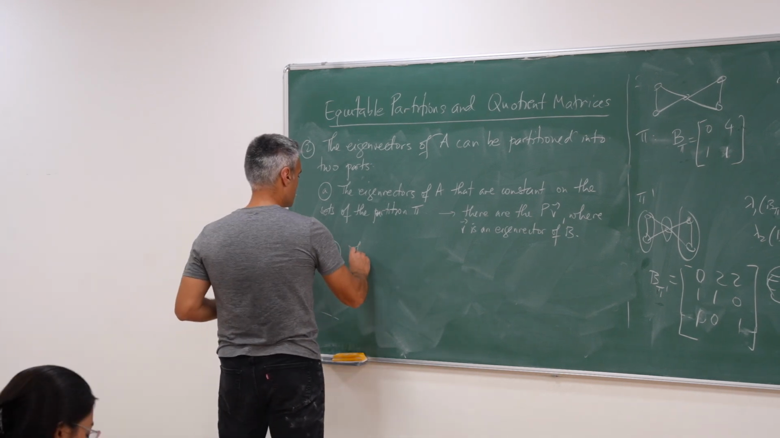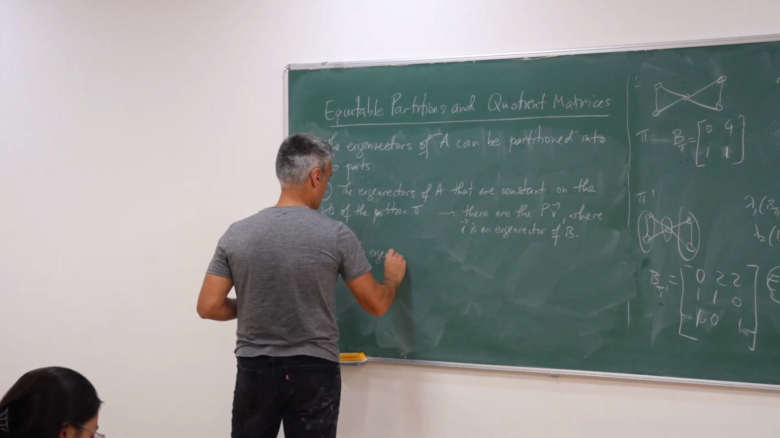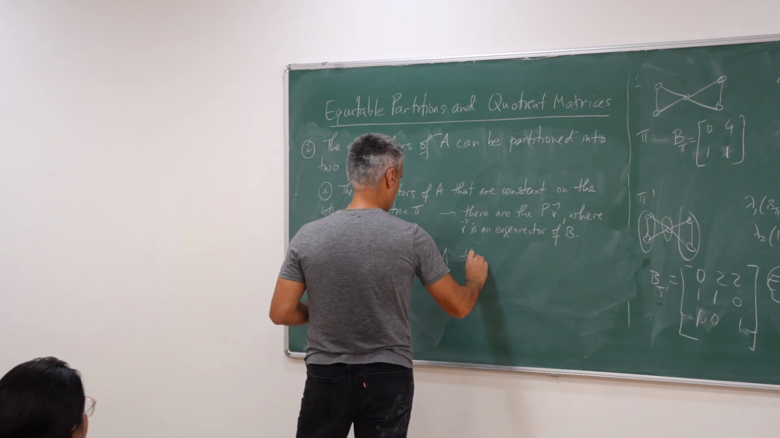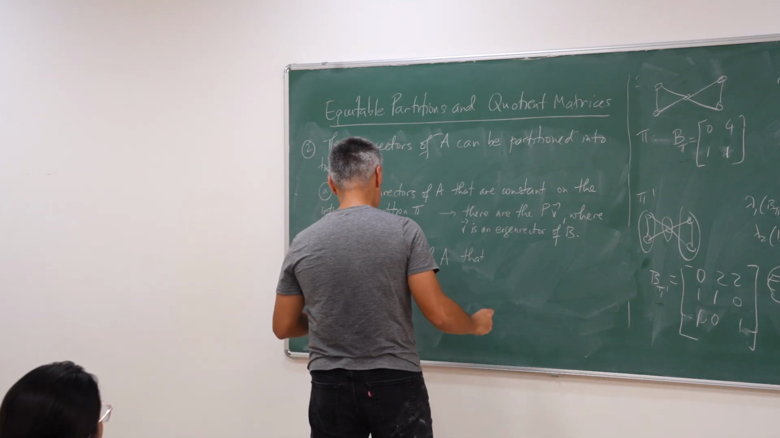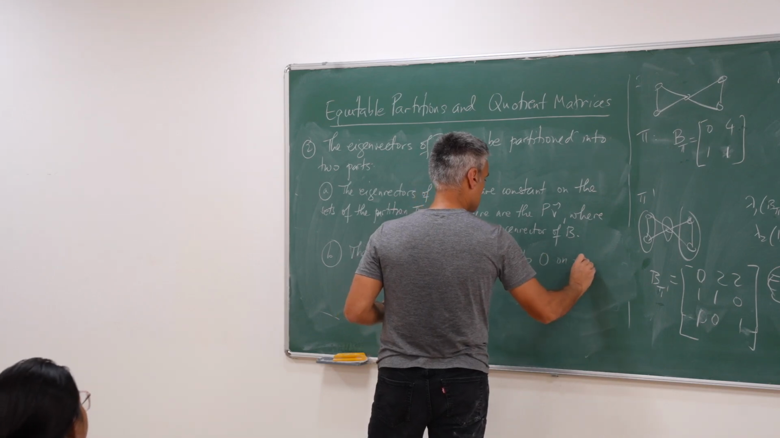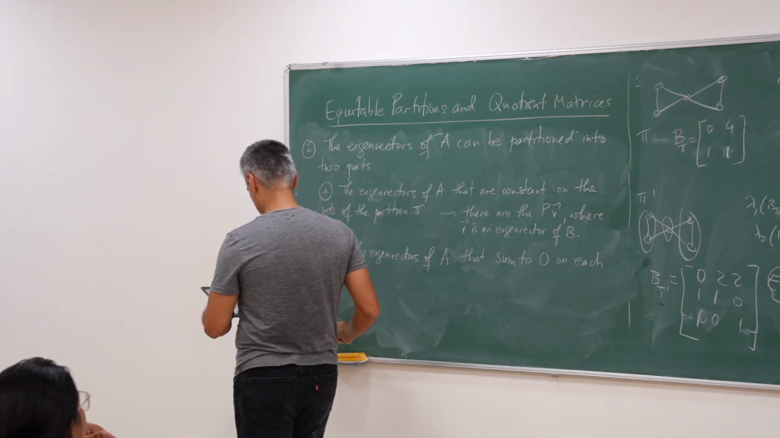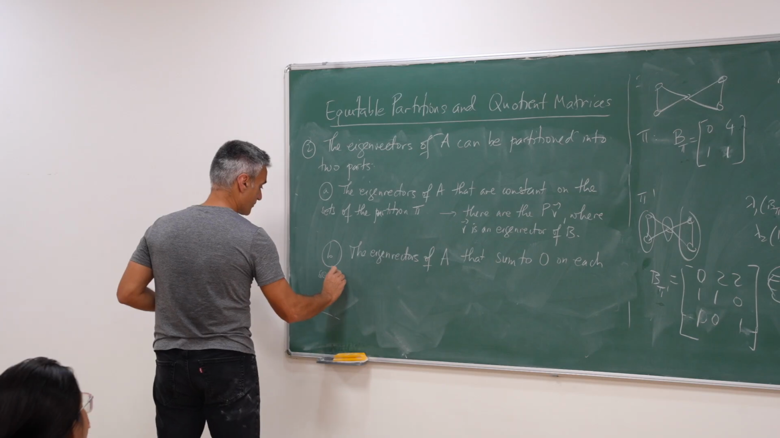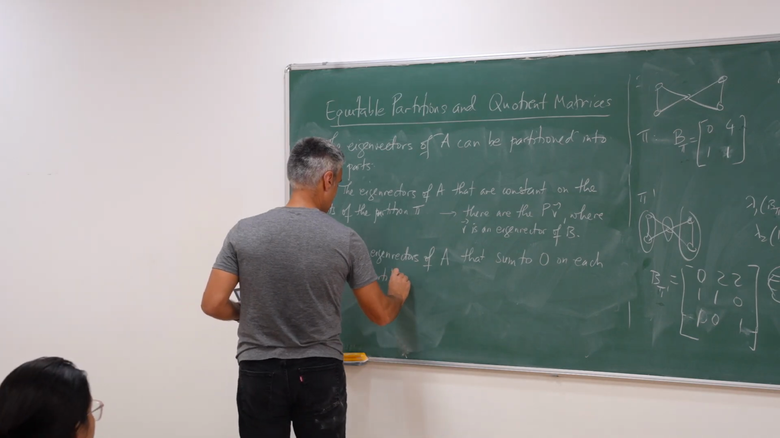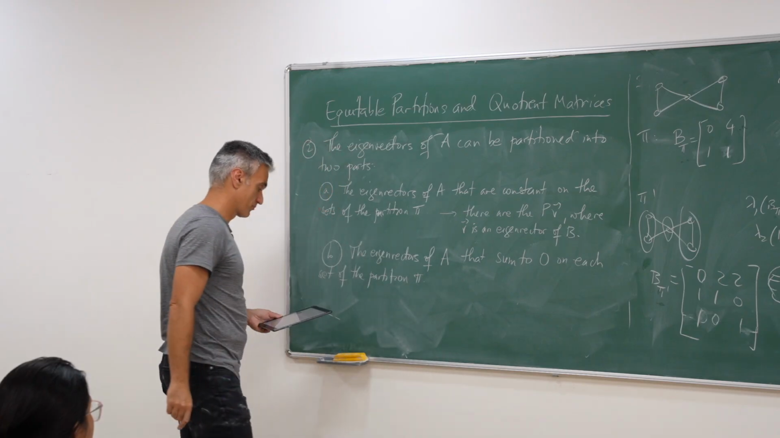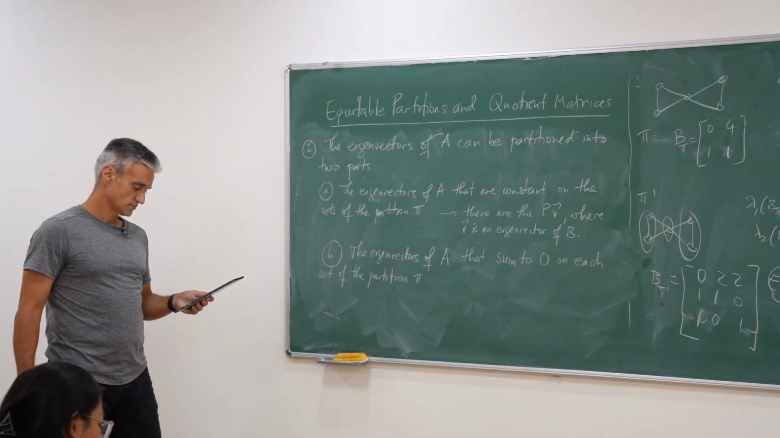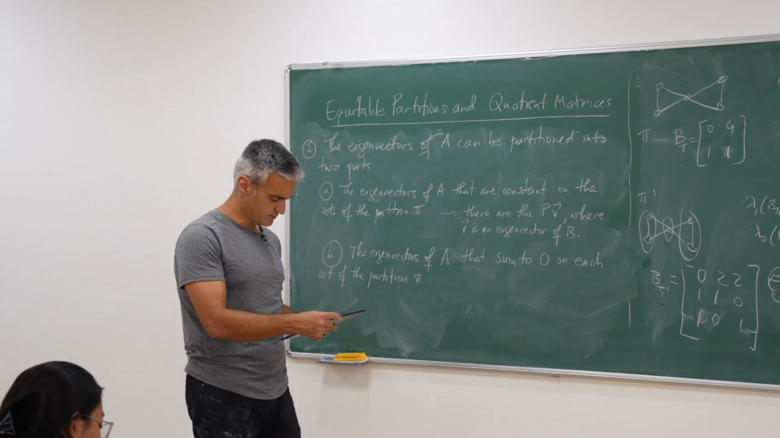this will be the eigenvectors of A that sum to 0 on each set of the partition pi. Okay, so I'll leave it like this for now.